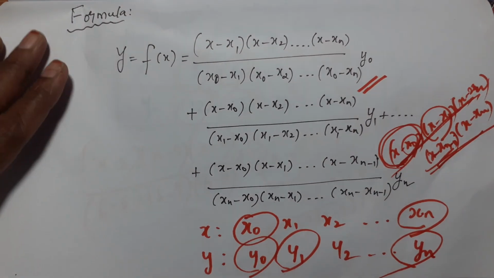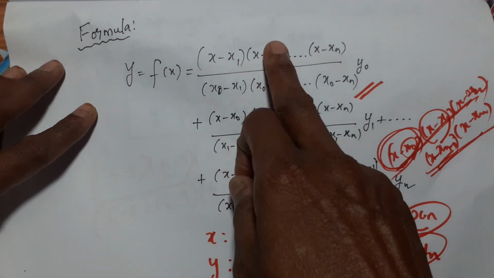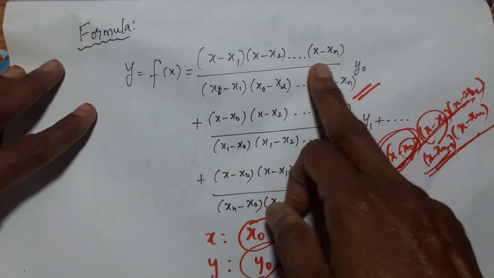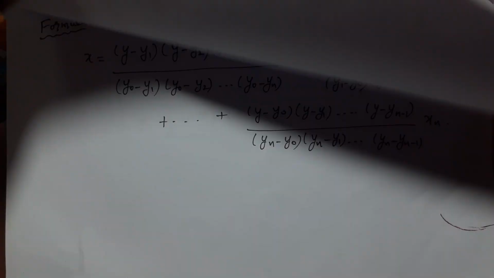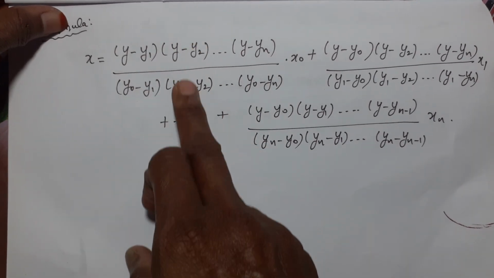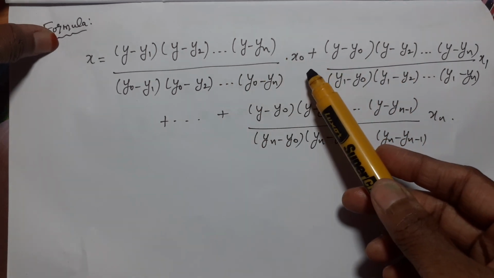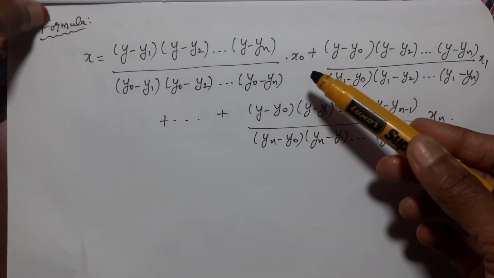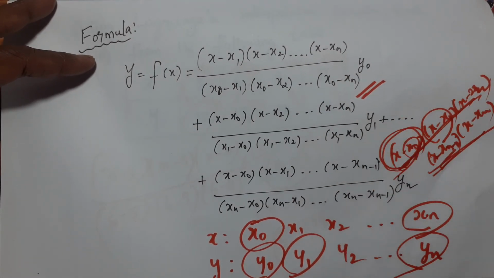In this formula, on the left side we have y. On the right side, all the terms, both in the numerator and in the denominator, are in terms of x, and each has to be multiplied by the corresponding y value. Here, the left side is x, and on the right side, both in the numerator and denominator, we have y, and for every y value we have to multiply the corresponding x value. So the difference between these two formulas is that all the x terms have been replaced by y and y by x. That is the only difference. So make a note of it.